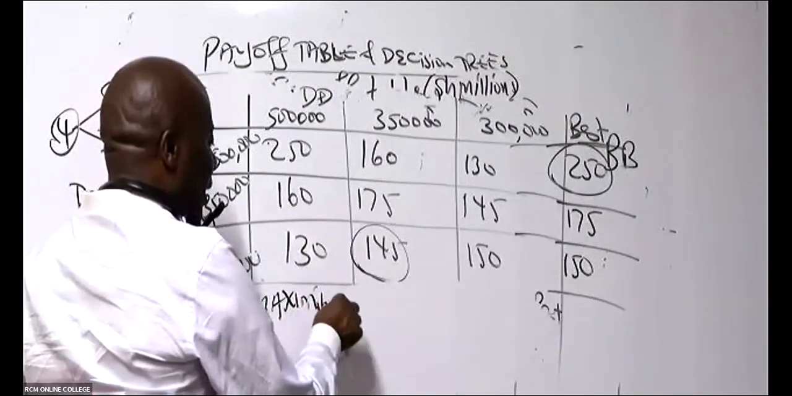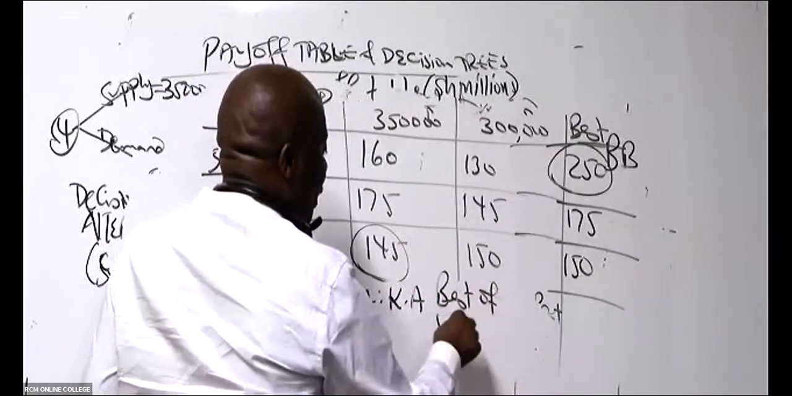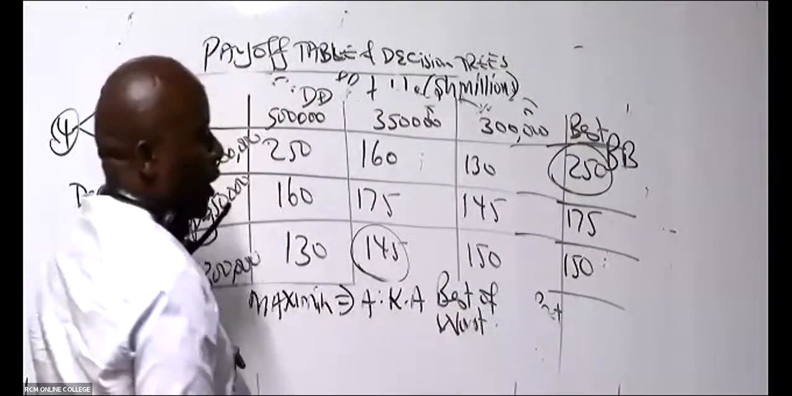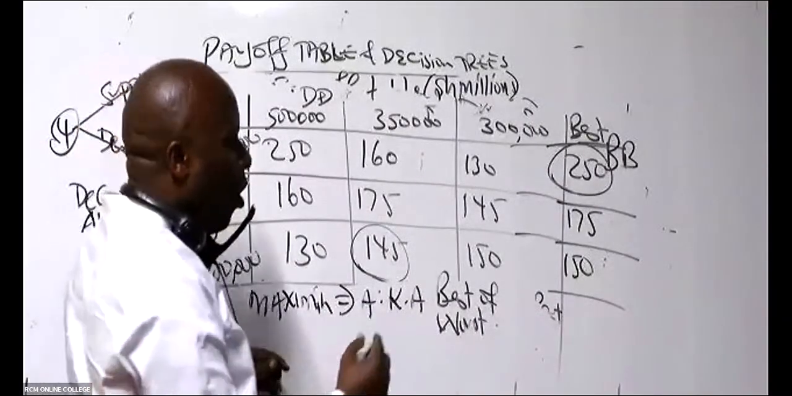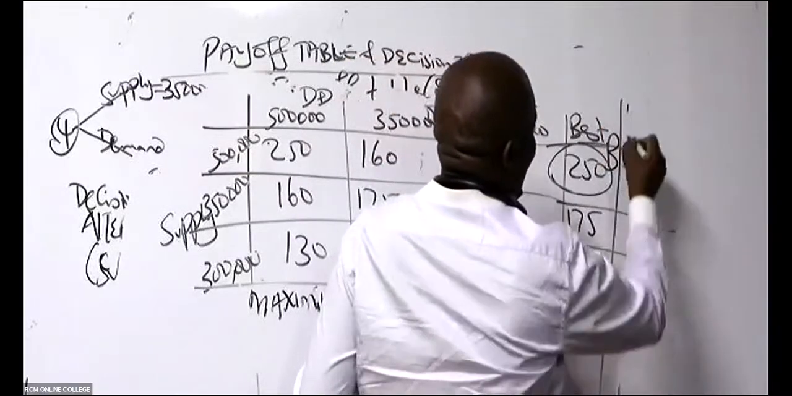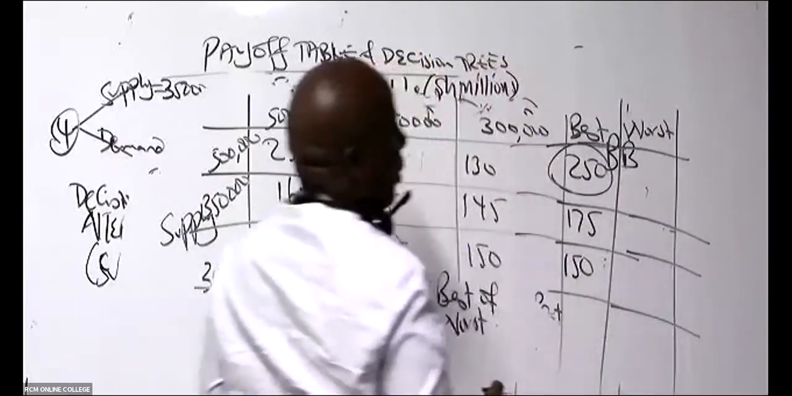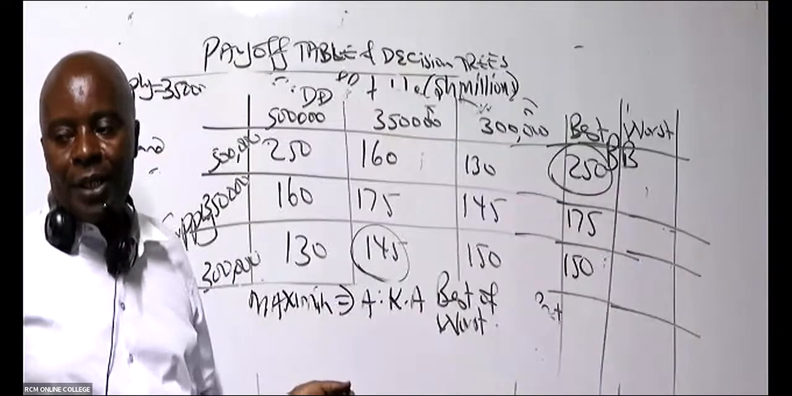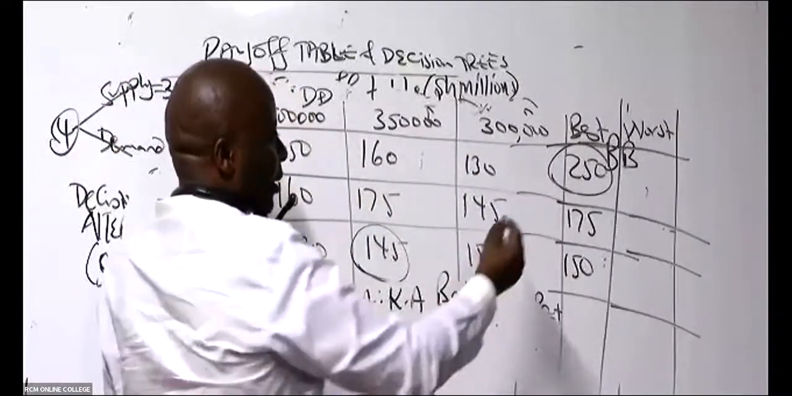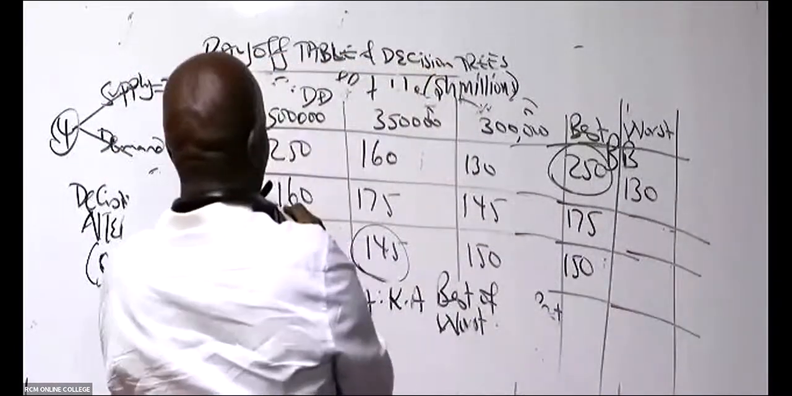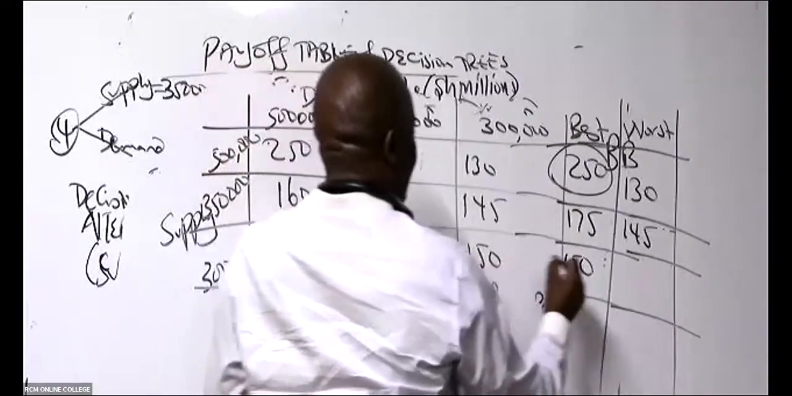So max mini is also known as best of the worst. So you create a column of worsts here. Don't drag this. You simply create a column of worsts, the worst profit. So in this case here, the very worst is which one here, somebody? 130. Yeah. And then we have the second one here. The very worst is 145. The very worst one here is 130.